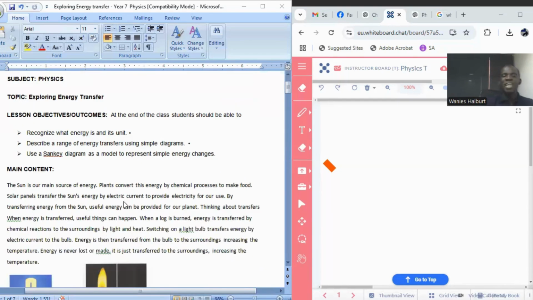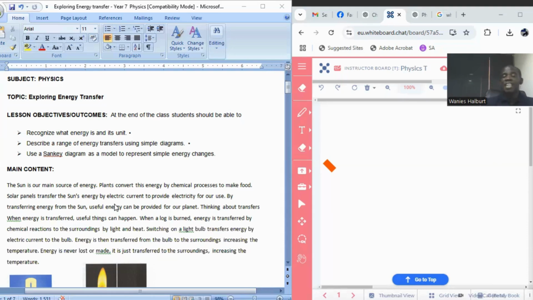So now we go to the main concept of the topic. Number one, we're going to look at the sun. The sun is our main source of energy. It is from the sun that the plant is able to photosynthesize. The energy derived from the sun is what makes plants able to produce their food in a process known as photosynthesis. And without the food from plants, man cannot survive. So that is why we say the sun is the main source of energy.